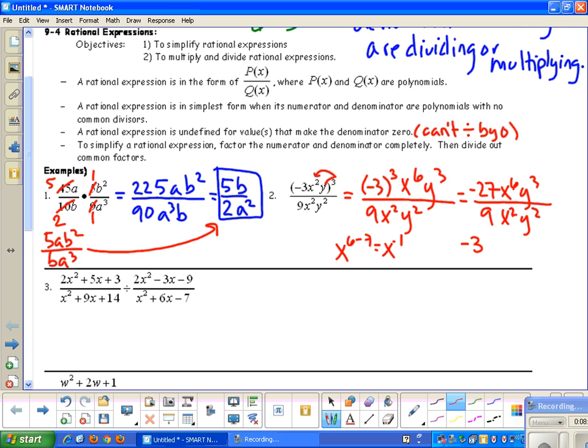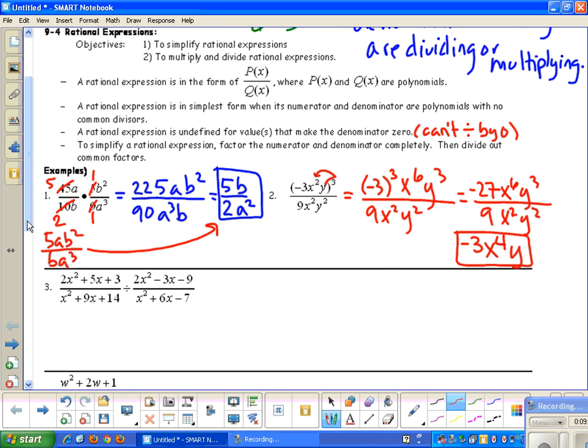So x 6 minus 2 would give me x to the 4th power, so that stays in my numerator, so this would be x to the 4th. And y to the third over y squared would be 3 minus 2, which would be y to the first, which would also stay in the numerator. So then this right here would be our simplified solution.